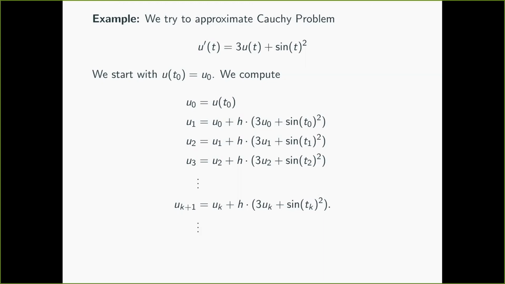Now u2 is equal u1 plus h times 3 u1 plus sine of t1 squared. And u3 is equal u2 plus h times 3 u2 plus sine of t2 squared, etc., etc. And uk plus 1 is equal uk plus h times 3 times uk plus sine of tk squared.